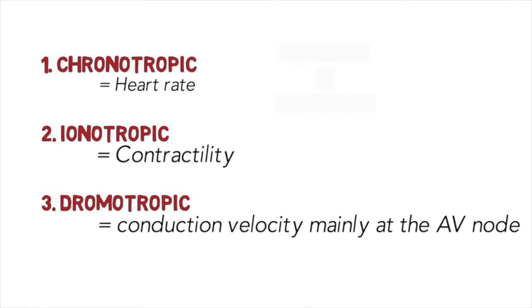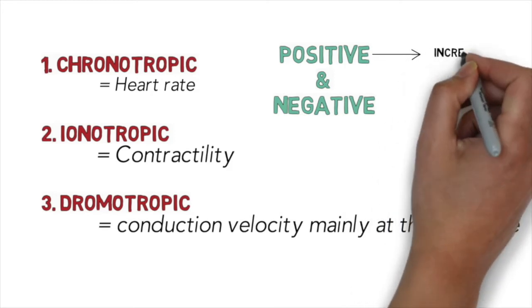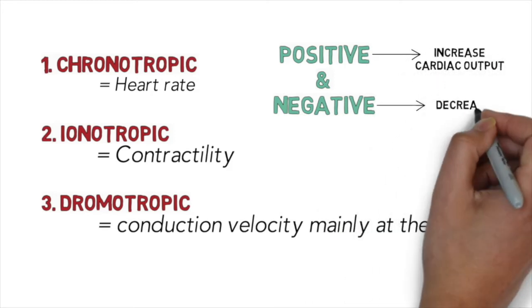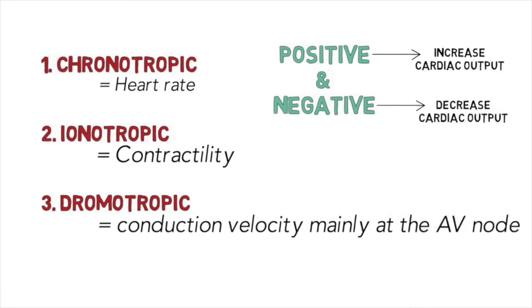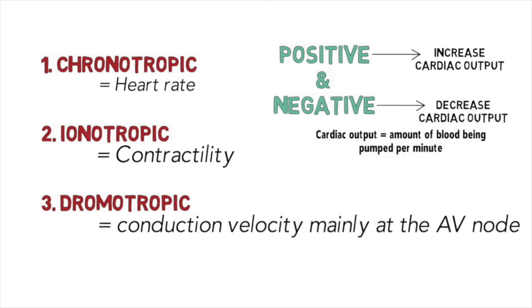Now, all these mechanisms have both positive and negative effects. Positive effects will increase the cardiac output. The negative effects will decrease the cardiac output. And by definition, cardiac output is the amount of blood being put out into the periphery per minute. Now let's discuss both the positive and negative effects for each one of these mechanisms.